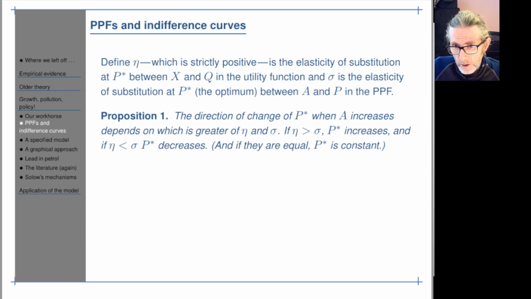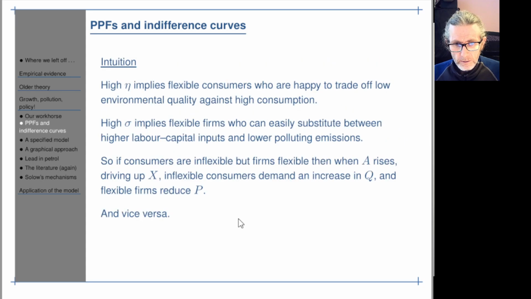And the key proposition in the paper is that the direction of change of P star when A increases depends on which is the greater of eta and sigma. If eta is greater than sigma, P star increases, and if eta is less than sigma, P star decreases. So what's the intuition? High eta implies flexible consumers who are happy to trade off low environmental quality against high consumption. High sigma implies flexible firms who can easily substitute between higher labor capital inputs and lower polluting emissions. So if consumers are inflexible, low eta, then when A rises, driving up X, inflexible consumers demand an increase in Q and flexible firms reduce P.